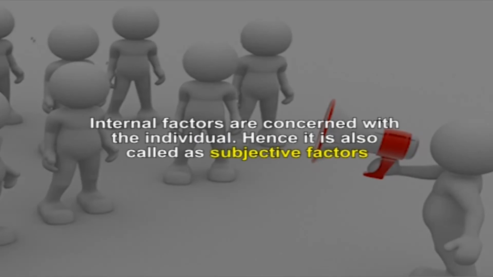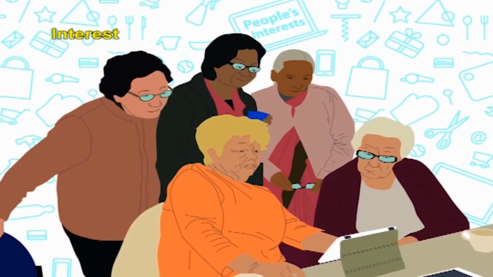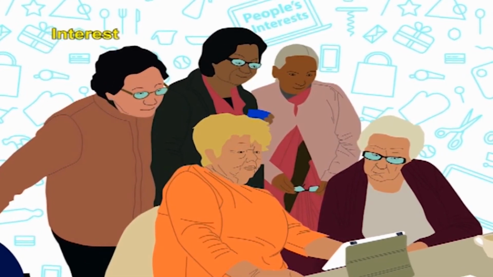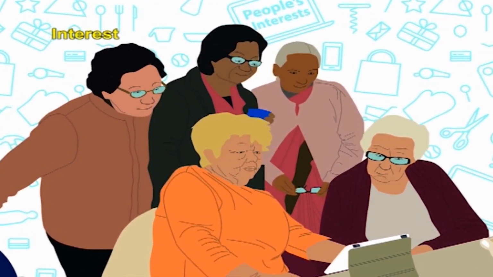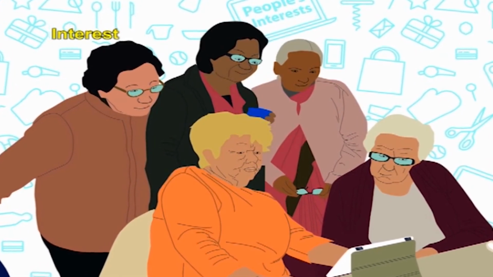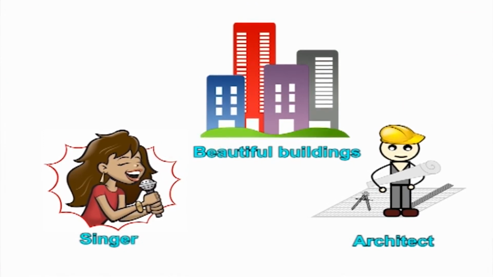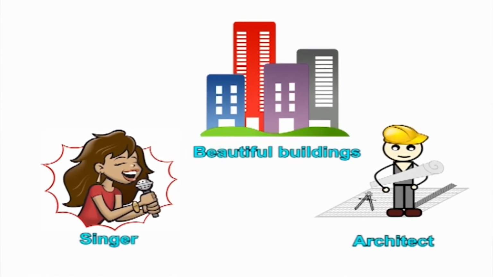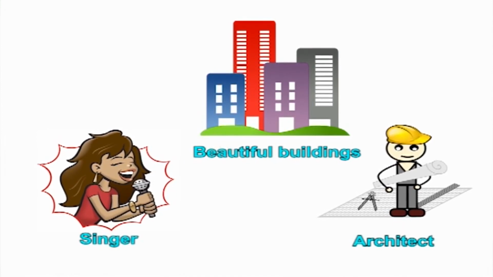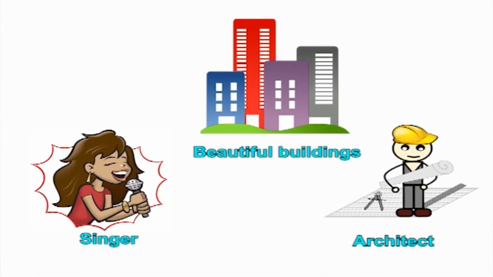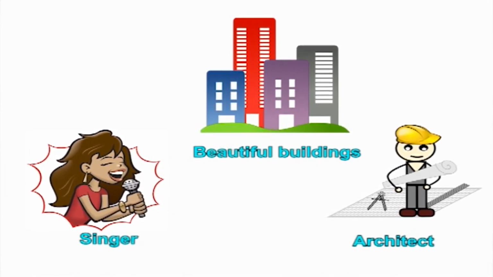Internal factors are concerned with the individual. Hence, they are also called subjective factors. The factors are interest. People always give more attention to stimuli or situations in which they are interested. Interesting things draw our attention immediately. For example, a singer may give more attention to songs when he travels instead of the beautiful buildings on the way, whereas an architect may show more attention towards the beautiful buildings. So that is the role of interest.